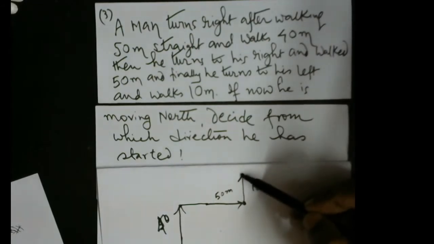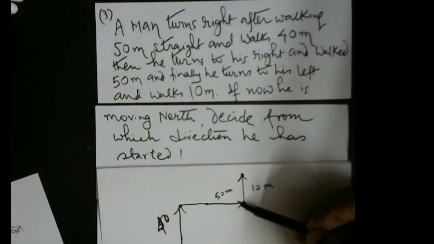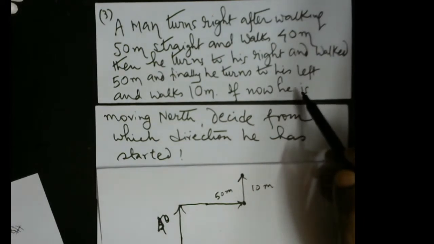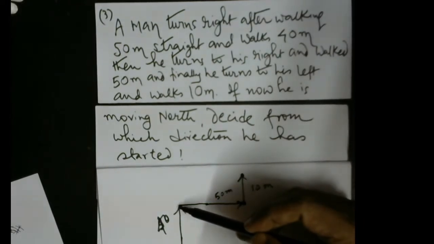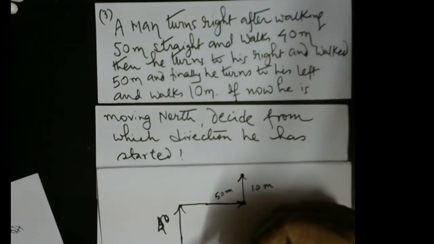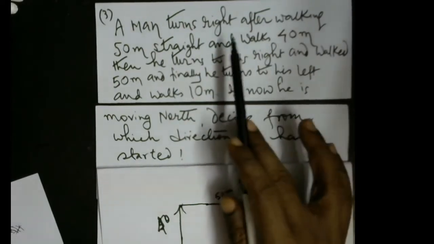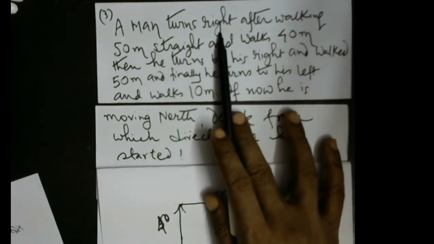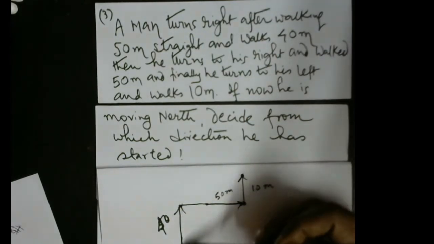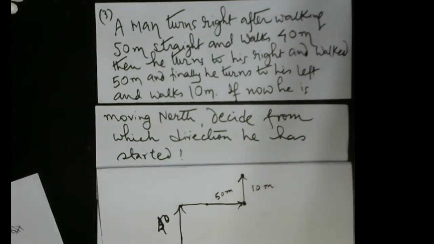So going back, it was the final position. The 10 meter he was walking straight towards north. I have started from north direction and going back. Then instead of that is said to be left direction, I have taken right direction. Then it was said right direction, I have taken left direction. It was 40 meter, I am going 40 meter. Then before that it was a right turn. So going back, take left turn, and again 50 meter. So what is happening? From here he has started.